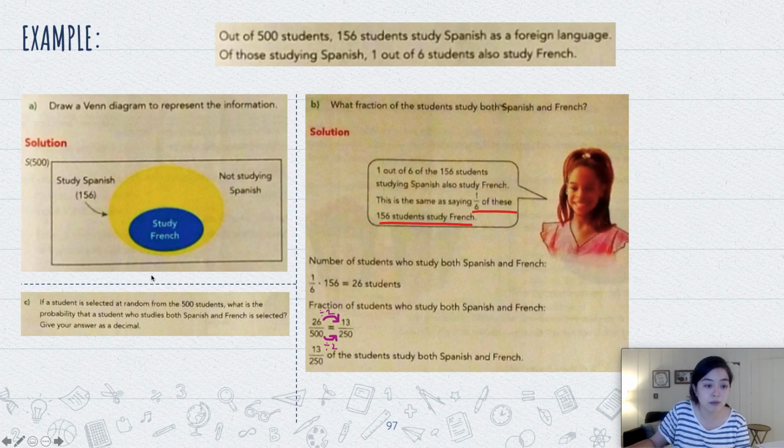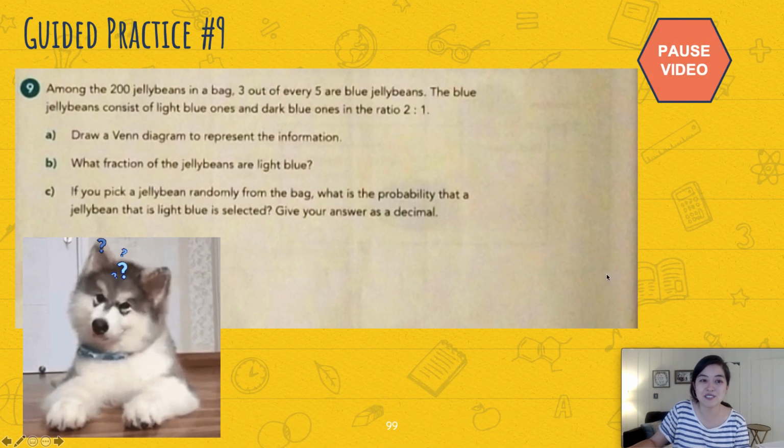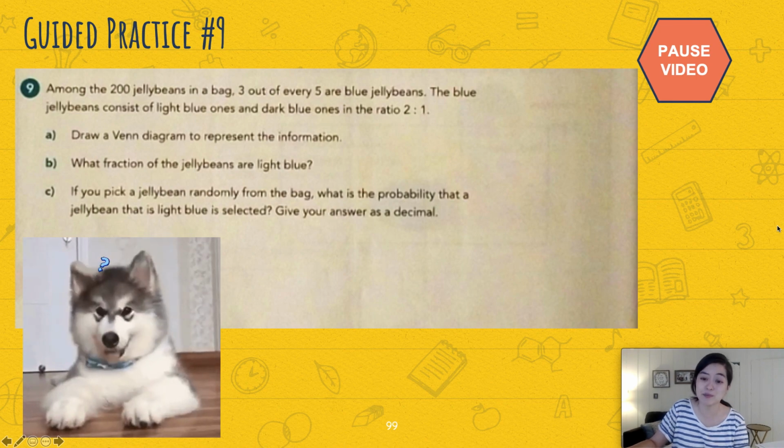All right, so let's look at part C. If a student is selected at random from the 500 students, what is the probability that a student who studies both Spanish and French is selected? Give your answer as a decimal. So remember, we know the probability is here, right? Because there's 26 students who study both Spanish and French out of the 500, and we already simplified that fraction here, okay? So we just had to do 13 divided by 250, which is equal to 0.052 as a decimal. All right, could you please do guided practice number 9? This is our last problem.